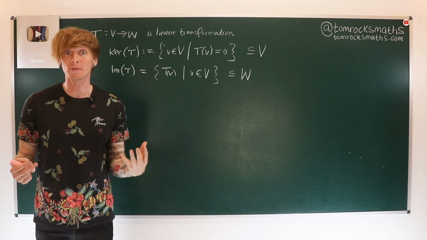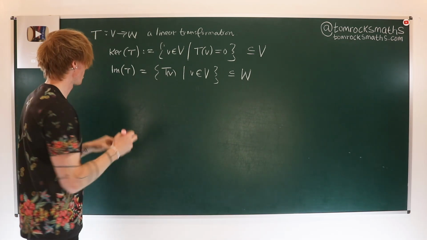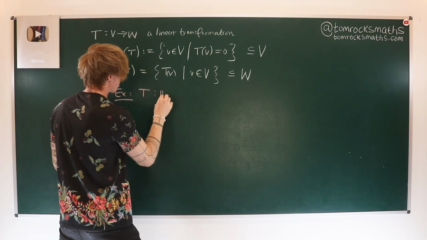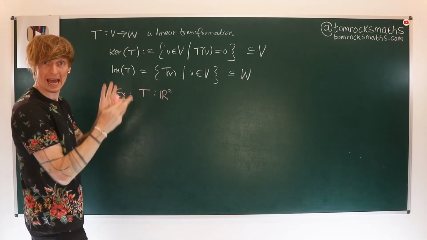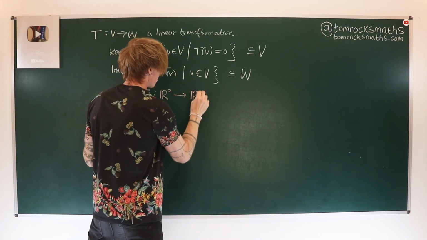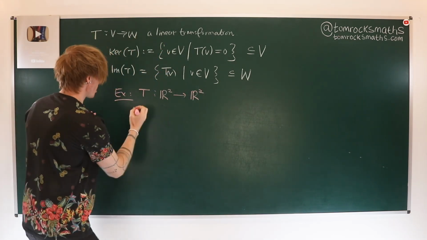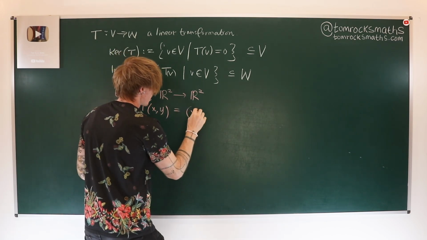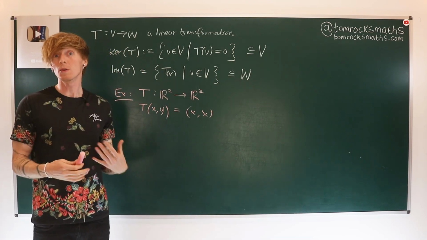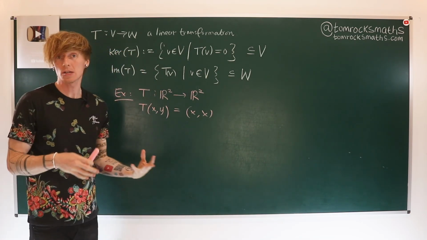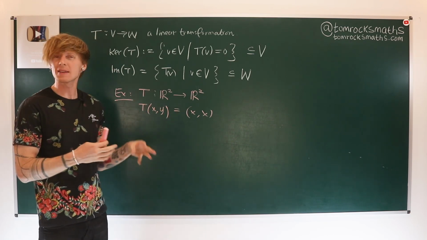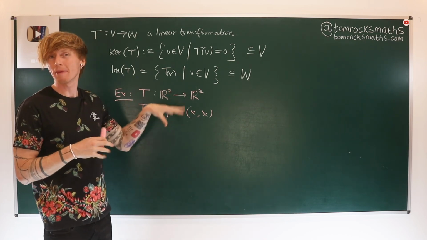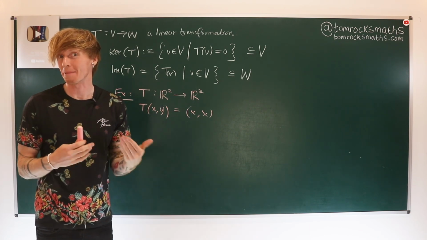For a concrete example, let's consider the following map. Suppose we have a map T which goes from R2, the Cartesian XY plane, into R2, and if we input a general point (x, y) as our 2-vector, then this outputs (x, x). Now we want to calculate the kernel and the image of this particular map, but I think in this instance the best way to do this is to first understand what the map is doing, and we're going to do that by drawing a picture.